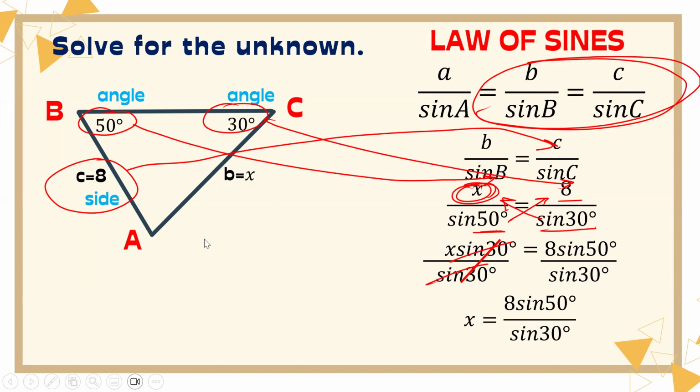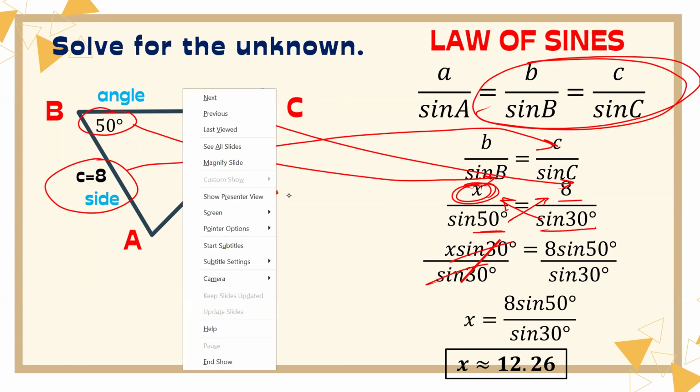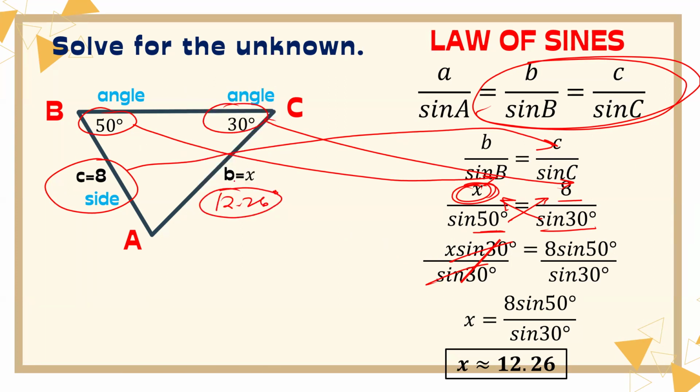8 multiplied by sine 50 degrees over sine 30 degrees. What's the answer? Very good. x is approximately 12.26, right? No degrees because that's the length of a side. So the length of side b is approximately 12.26. Were you able to get the correct answer? Write your answers in the comment section so we'll know who among you were able to follow this video very well.